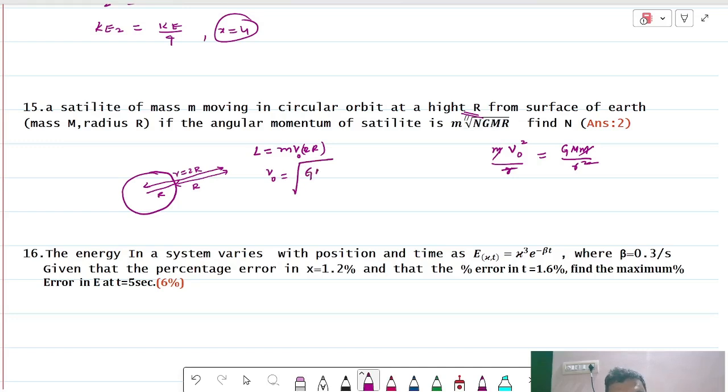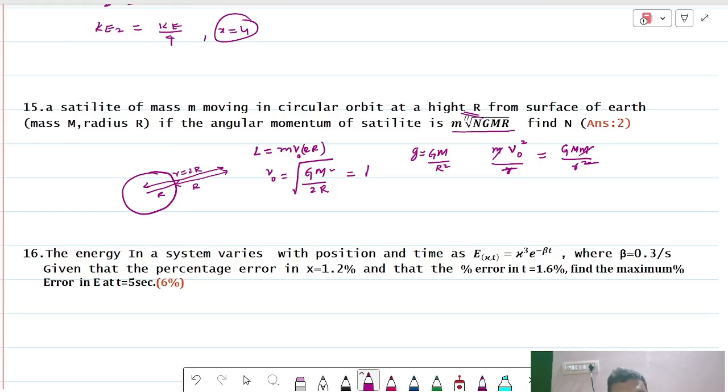So g into m by r means 2r. And we know that gm is equal to gr square, because from the relation between small g and capital G, g is equal to gm by r square, so gm equals gr square. Substitute it. In the answer, keep capital G only, no need to change it here. They're asking for the n value, where they have given m into n gm r naught by r. Find the n value.